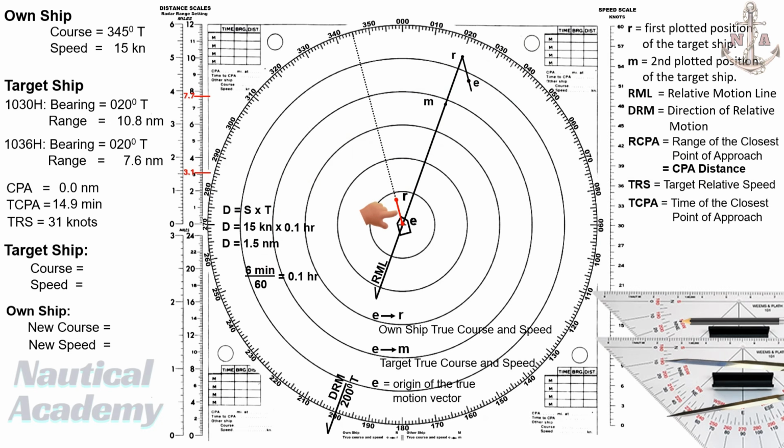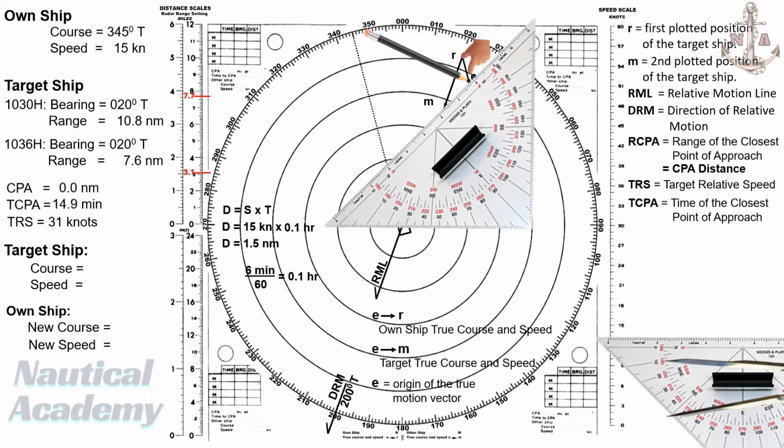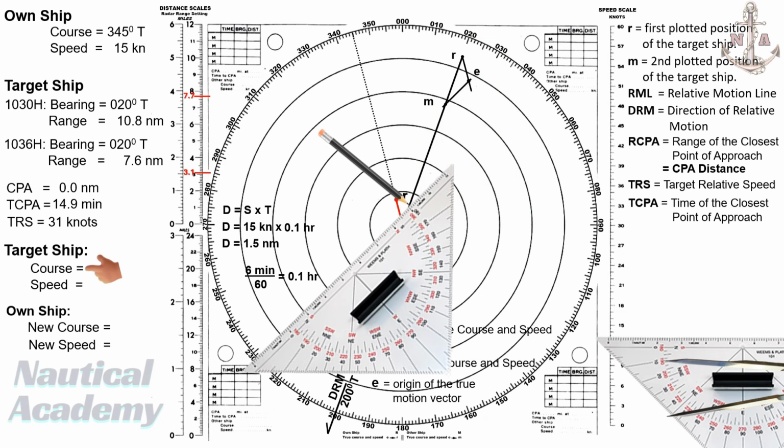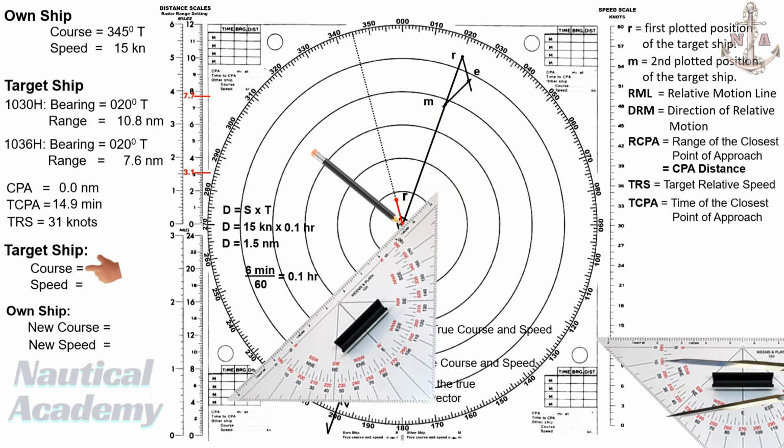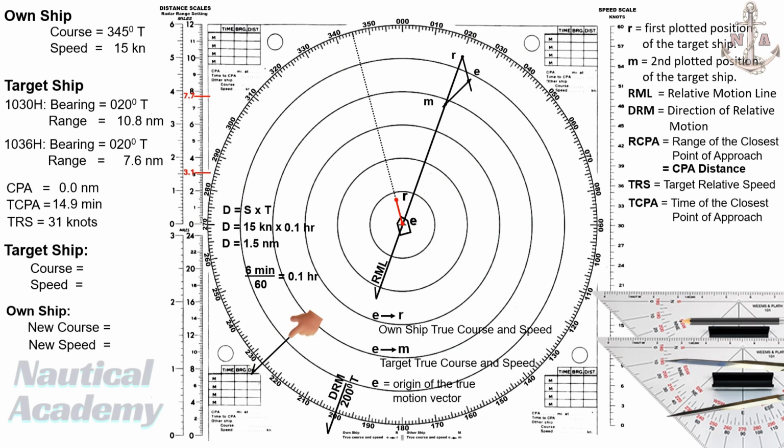Let's bring this back. Next, connect a line from point E to M. This line is the target true vector, which is also the target true course and speed. So this is our vector triangle. To determine the target true course, bring the triangle to the center of the plotting sheet. Determine the course in the direction of the line E to M. The target true course is 226 degrees.